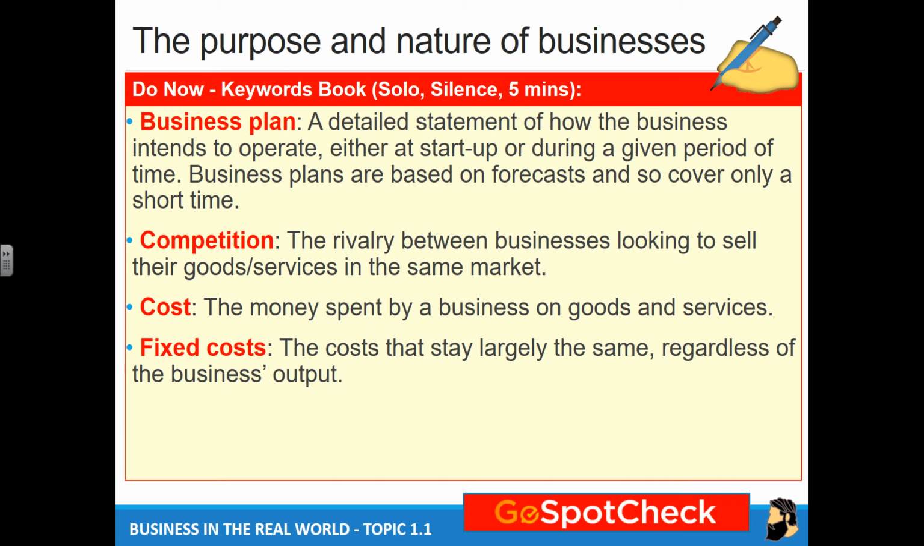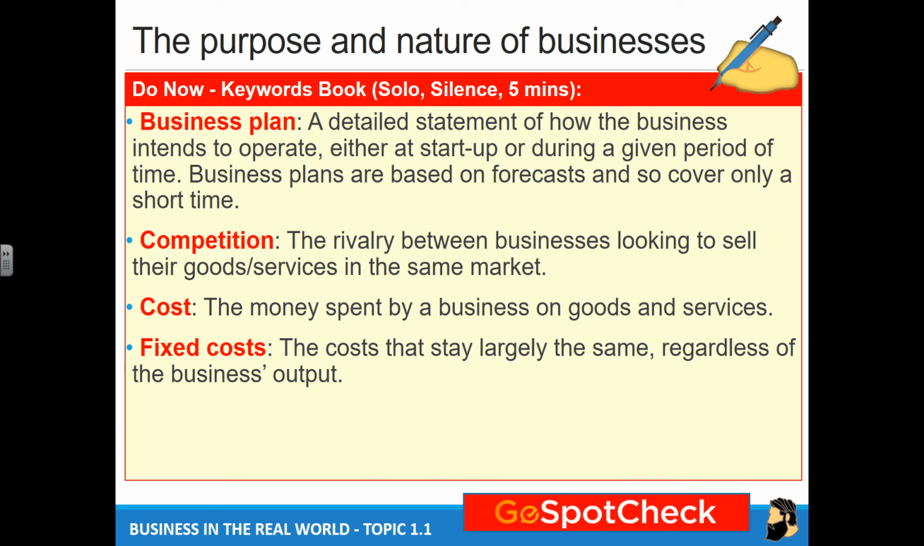So first word, business plan. This is a detailed statement of how the business intends to operate either at startup, which is at the beginning of the business, or during a given period of time. The business plans are based on forecasts and so cover only a short time. To put it simply, it's usually used to hopefully gain the interest and the trust of potential investors.